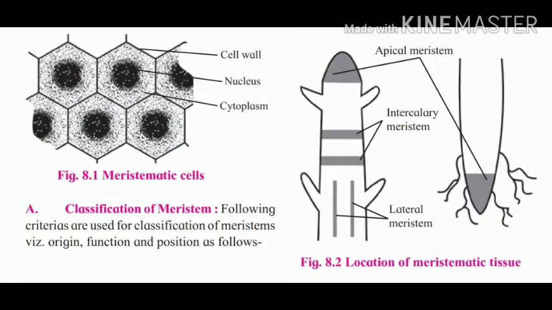You can see here the two different structures showing the location of the meristematic tissue. The first one is about the stem. The tip part of the stem is made up of the apical meristem. In between there is intercalary meristem and at the bottom there is lateral meristem. The second picture is about a root. At the bottom there is an apical meristem.